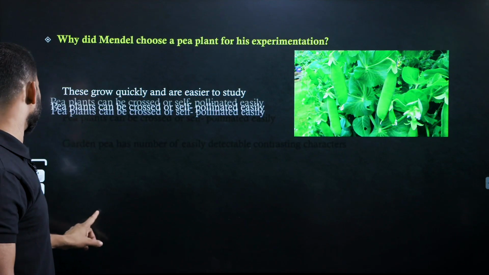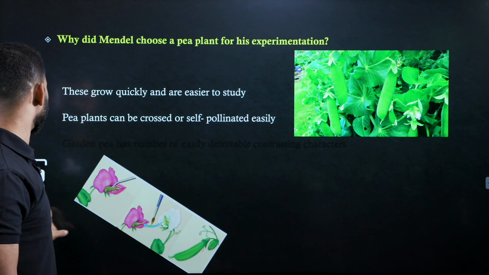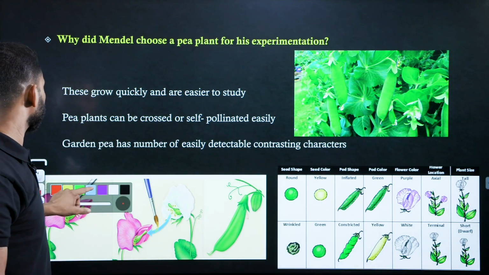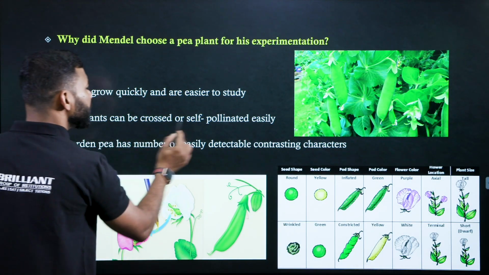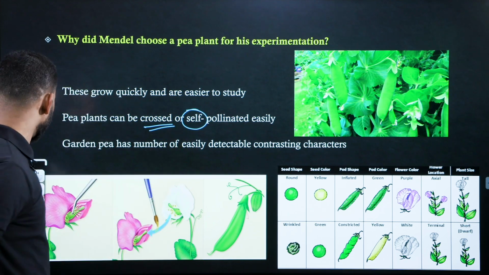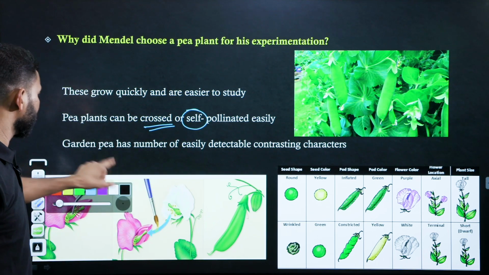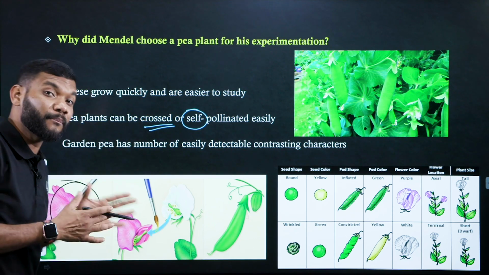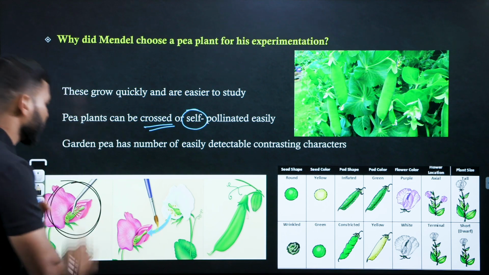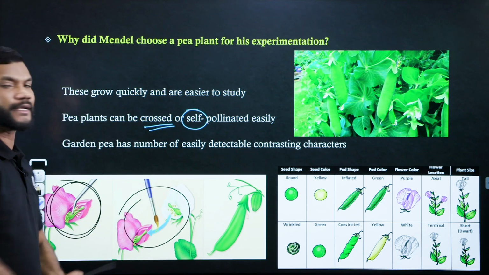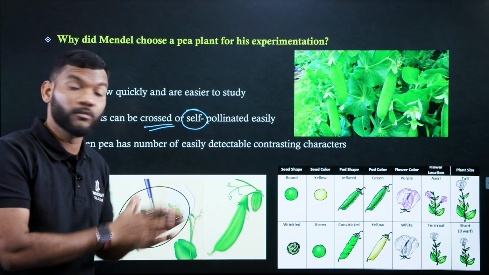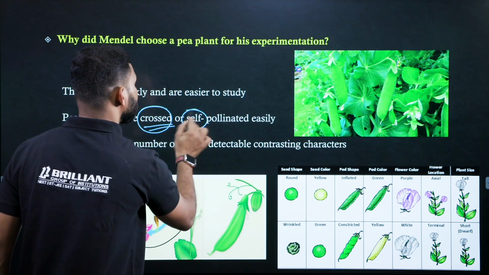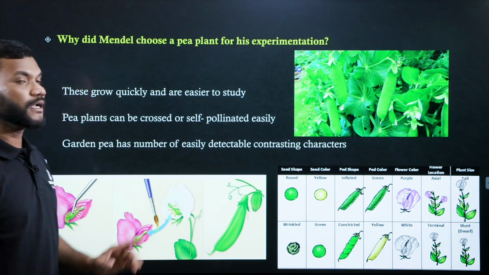And what is the second reason? There are three reasons. The first reason we have discussed. The second reason is that it can be easily self-pollinated or cross-pollinated. As I said, the flowers of the pea plant can easily self-pollinate and can also be easily cross-pollinated. Cross-pollination as well as self-pollination was very easy to do.